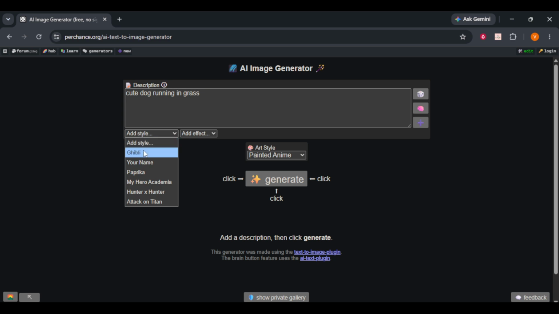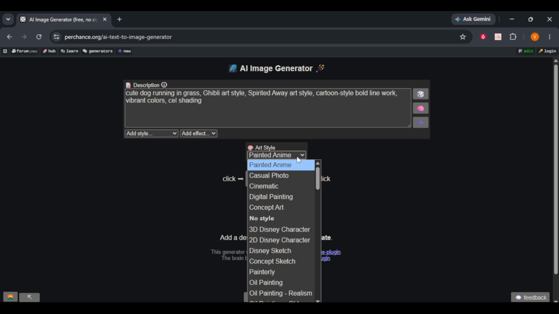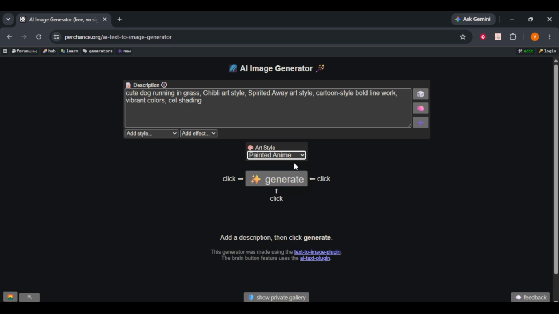minimalist interface. The most important part of the process is the text prompt box. This is where you describe exactly what you want to see. You should try to be as descriptive as possible by including details about the subject, the lighting, the art style, and even the camera angle. If you want a cyberpunk city at night with neon reflections on wet pavement, type exactly that.